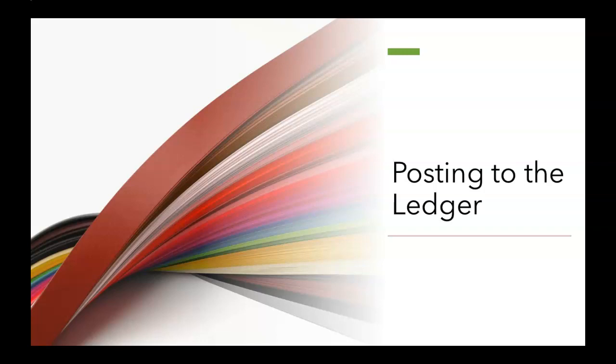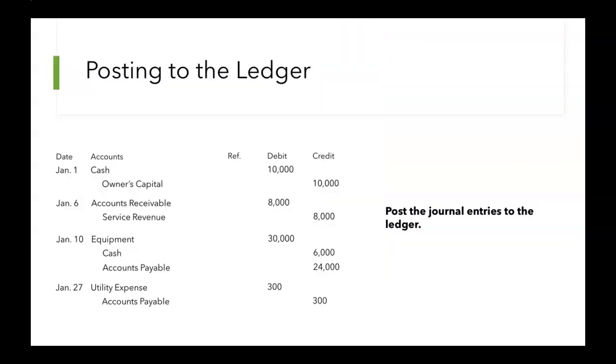So let's talk about how to post journal entries to the ledger. So we have this list of journal entries here. We have 4 journal entries. We need to post all of these into our ledger.